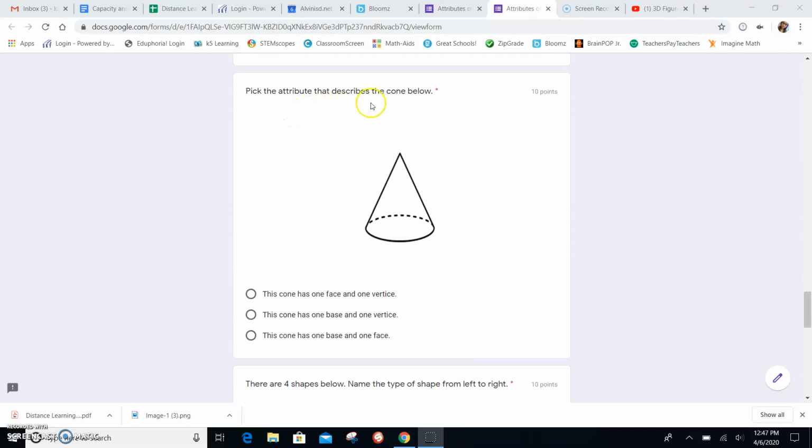Pick the attributes that describe the cone below. This cone has one face and one vertice. This cone has one base and one vertice. This cone has one base and one face.